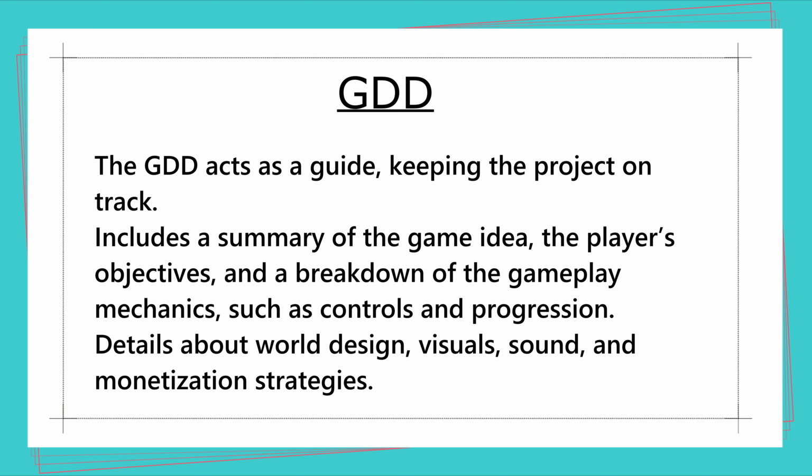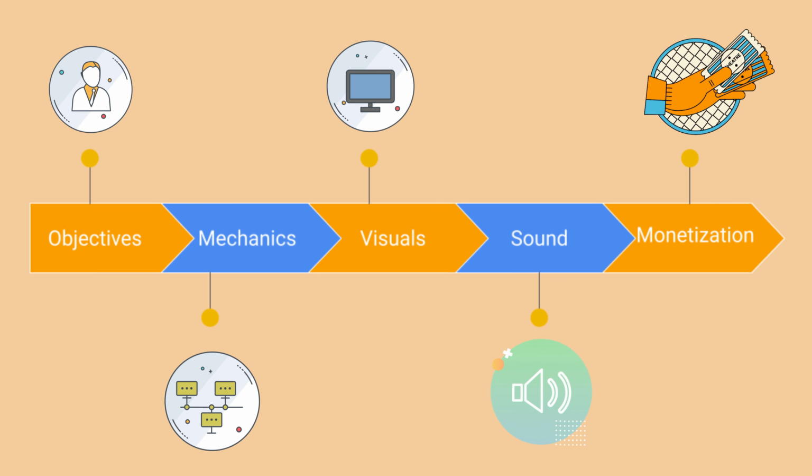It should include a summary of the game idea, the player's objectives, and a breakdown of the gameplay mechanics, such as controls and progression. Details about world design, visuals, sound, and monetization strategies like in-app purchases or ads should also be outlined. A well-structured GDD simplifies the development process and ensures clarity throughout the project.